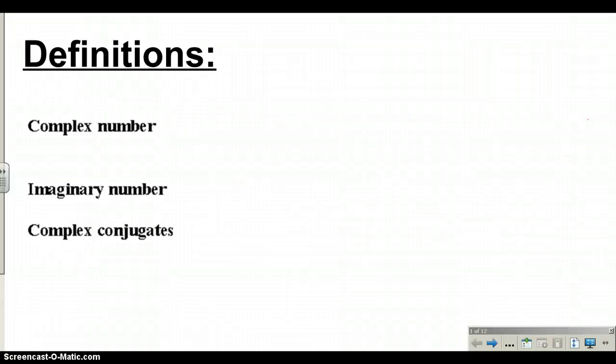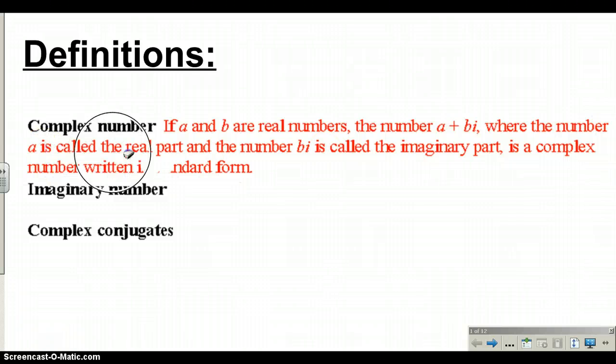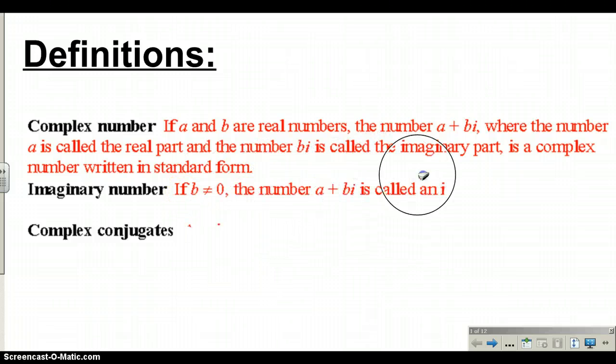Okay guys, today we are going to look at complex numbers. So first let's look at a general definition for complex numbers. If you have the number a plus bi, it is said to be complex written in standard form, where it has both a real part and an imaginary part. In order to understand that, we need to make sure we understand what an imaginary number is.